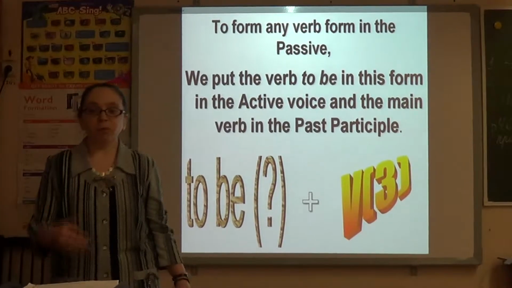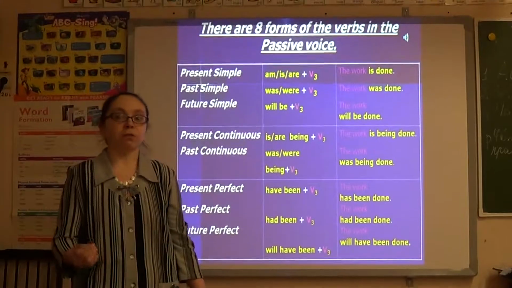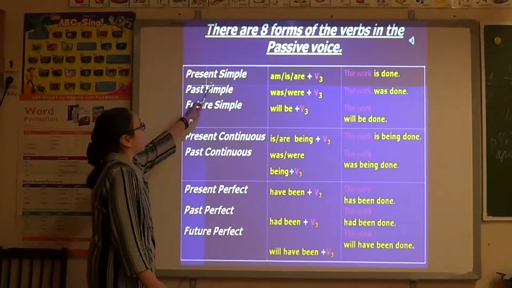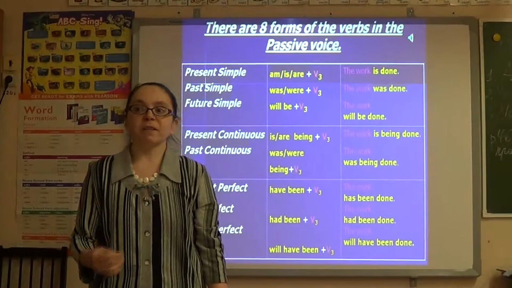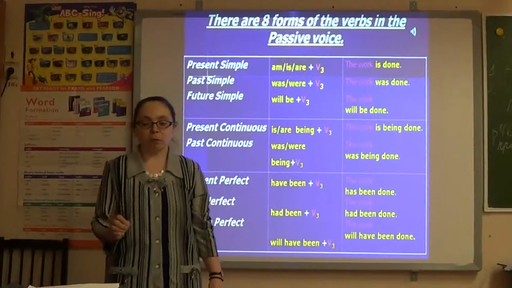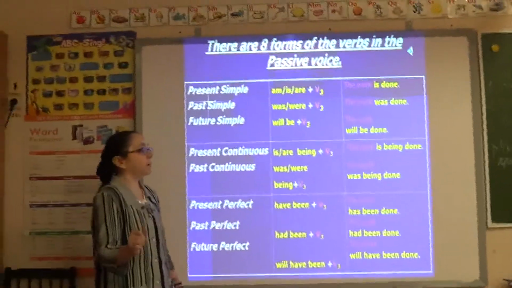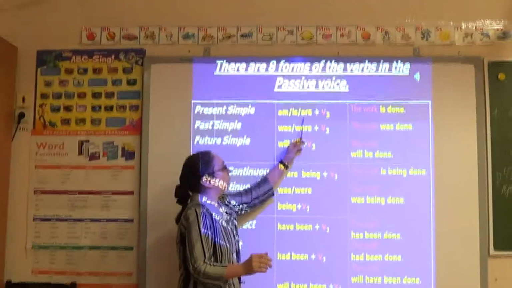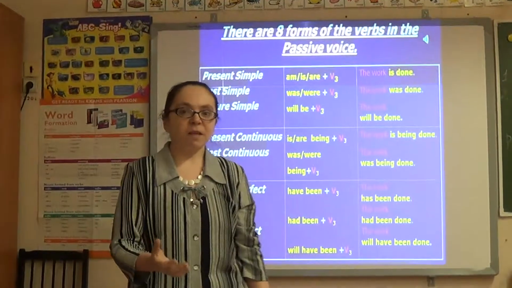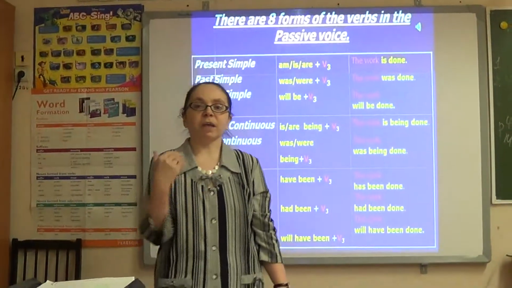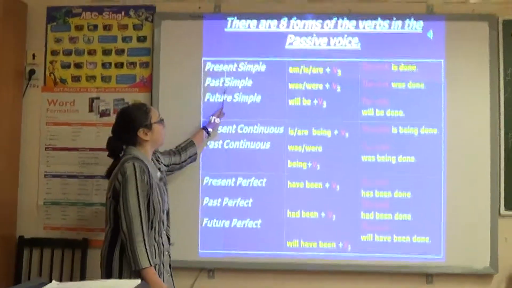And let's see how this works in some most important and most often used tenses. See, present simple. I hope you all remember the forms of the present simple of the verb to be are is, am, are. So in the present simple passive we have is, am, are plus the third form. The work is done. Somebody does this work every weekend, for instance. The work is done every weekend. Past simple.